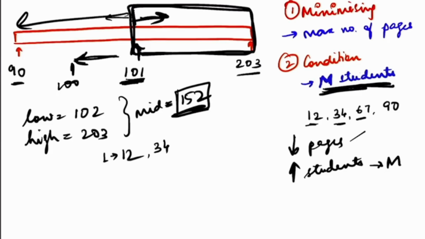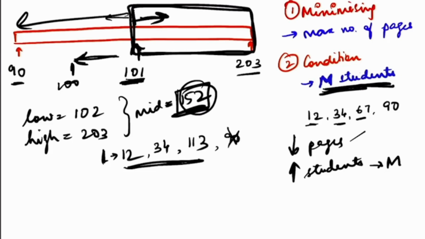Then we try giving 67 pages to the first student itself. Can we do that? So 12 plus 34 was 46, plus 67 will become 113, which is still less than mid. So okay, we can actually go here because this is a possible solution, right? We have to make sure the maximum number of pages that a student gets is less than or equal to 152, which is true, so we can assign. But when we add 90 over here, that will not be possible.